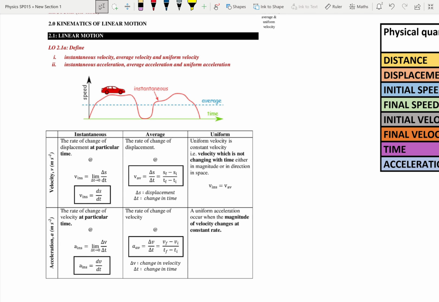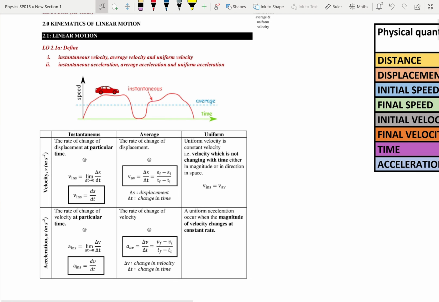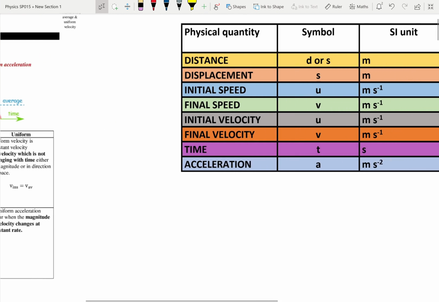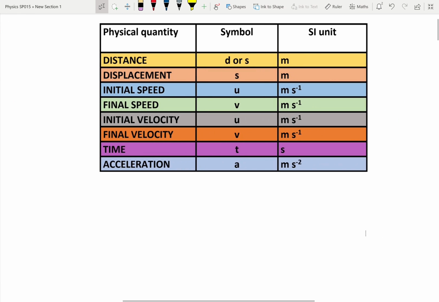So in this video we will learn chapter 2, Kinematics of Linear Motion. We will learn 2.1 and 2.2 only. Okay, so 2.3 we will learn in the next video. We will learn only linear motion and uniformly accelerated motion. Before we go through this chapter, maybe we can revise some of the terms used in this chapter.